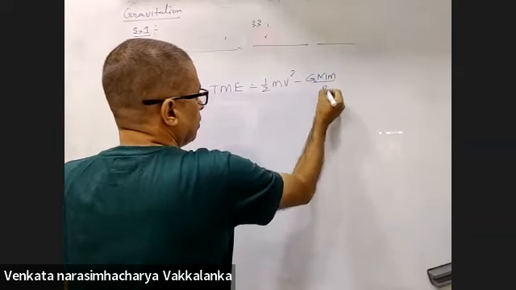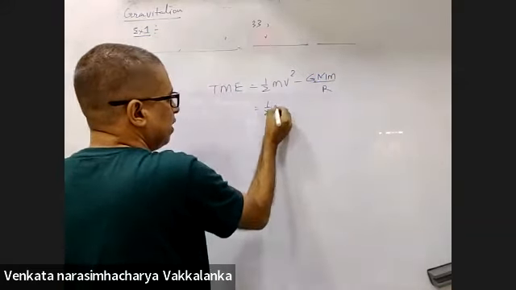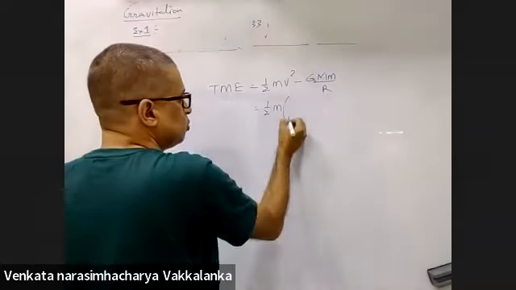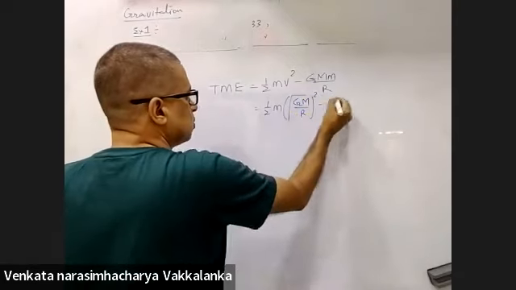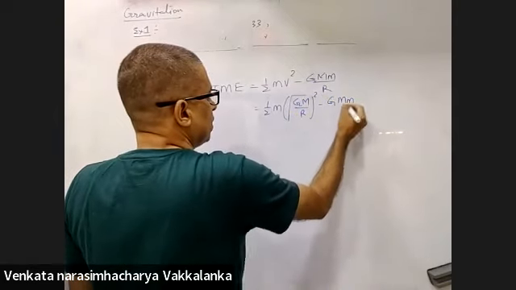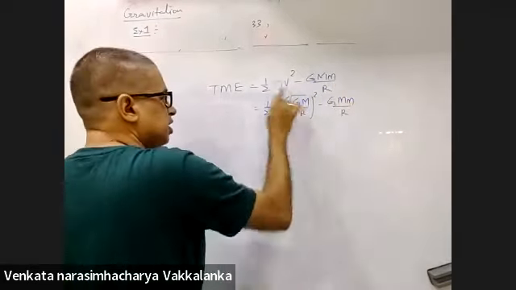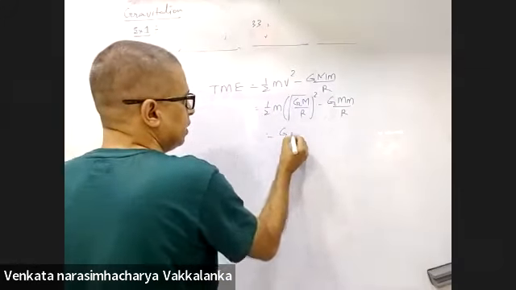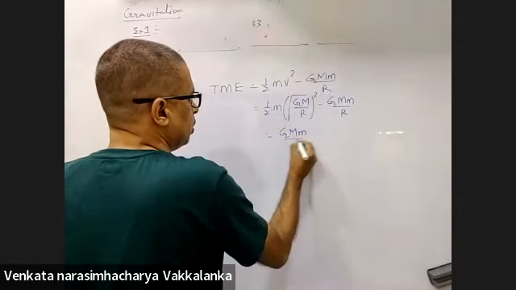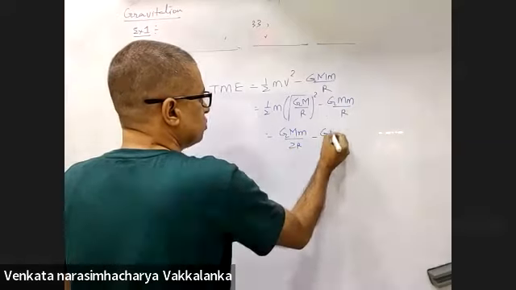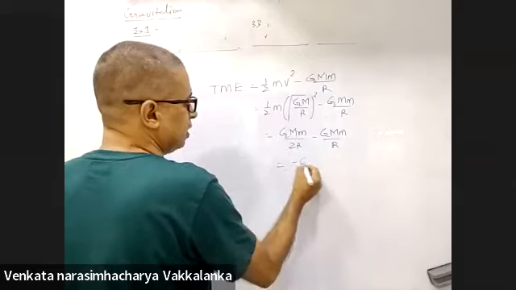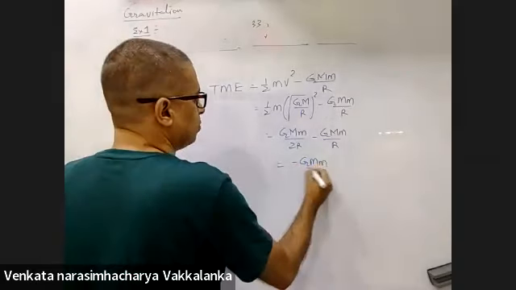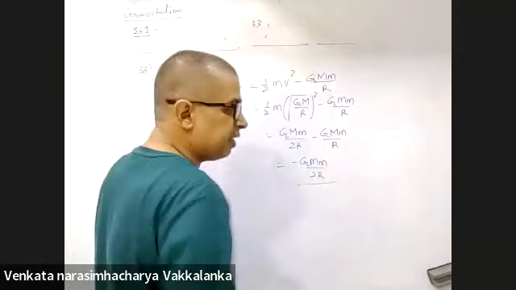What are you doing in class? Half m times orbital velocity, which is root of GM by r, whole squared, minus G capital M small m by r. This is potential energy, this is kinetic energy. G capital M small m by 2r minus G capital M small m by r. Half minus 1 is minus half. Minus G capital M small m by 2r. Didn't we deal with this?